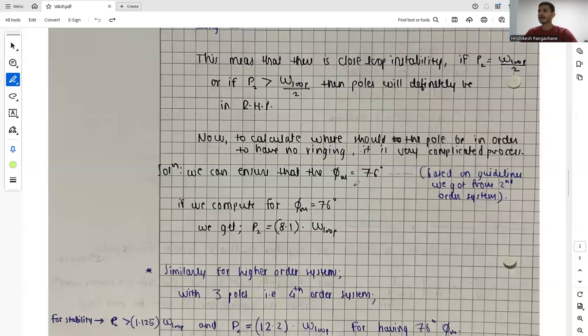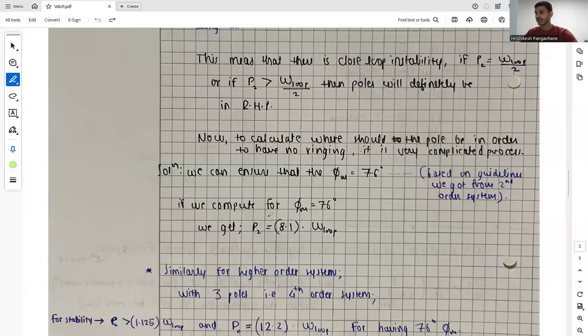And the solution to that is basically we can ensure that the phase margin is equal to 76 degrees, which is derived from the second order, and we can implement it to any higher order. In this case, it is a third order system. So based on the guidelines we got from the second order system, if we compute our phase margin to be 76 degrees, we get P2 to be 8.1 times omega loop.